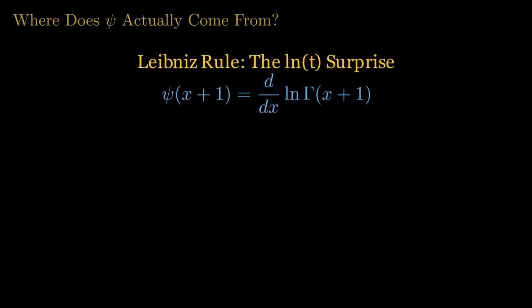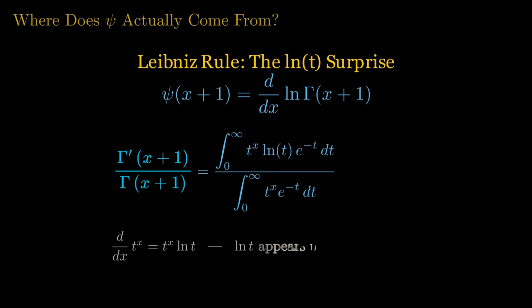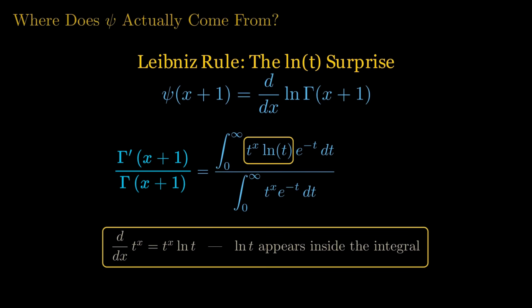Now we differentiate with respect to x. And here is the key surprise. When you differentiate t to the x, a logarithm appears. That is where the natural log enters the story. So psi is not just an abstract symbol. It comes directly from differentiating the logarithm of gamma.